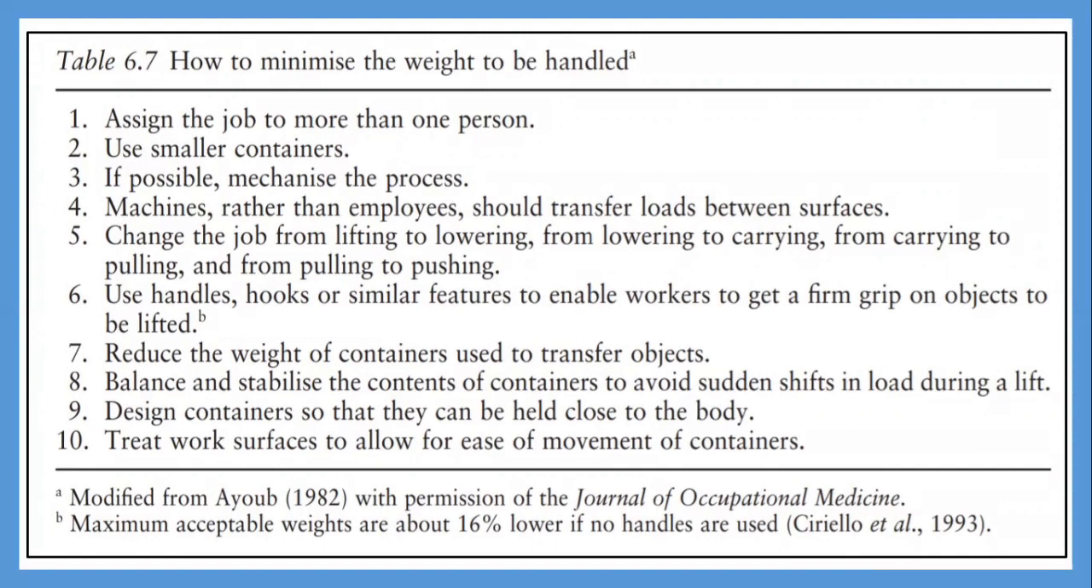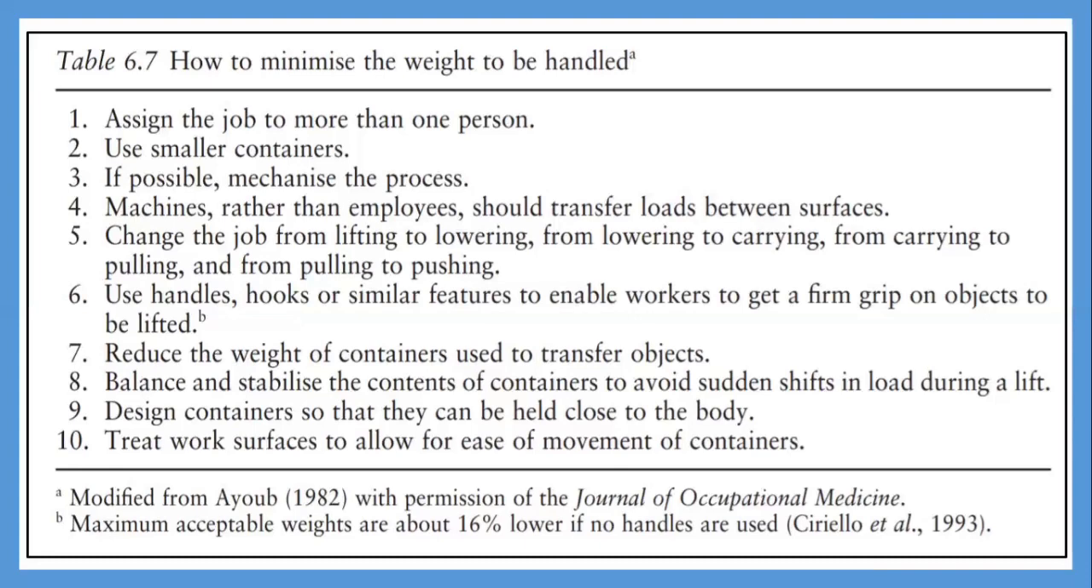Now, weight to be handled can be minimized if we assign the job to more than one person, because if there are a few people carrying a certain weight, then the weight of that certain object will be distributed. And second, weight to be handled can be minimized if we make use of smaller containers, okay? Next, if possible, we need to mechanize our process. If we say mechanize, what we mean is that companies should adopt automation. And fourth, machines rather than employees should transfer loads, especially heavy loads, between surfaces.